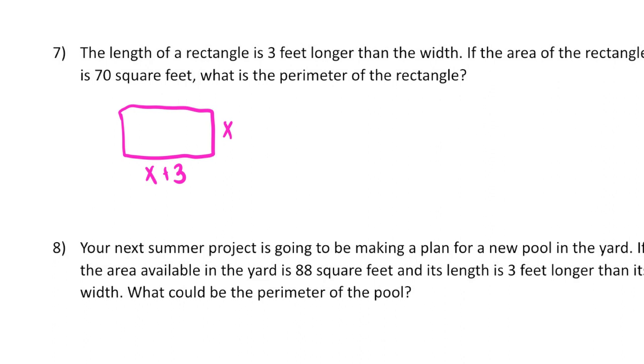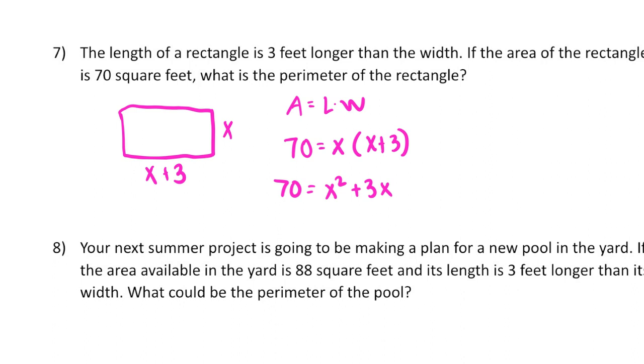Okay, so I have my length is x and my width is x plus 3 because they tell me my length is 3 feet longer than my width. The area is length times width. So if my area is 70 and that is x times x plus 3, and I can distribute that x through. It's not in the form we want, so I do need to subtract that 70 over. Like that.